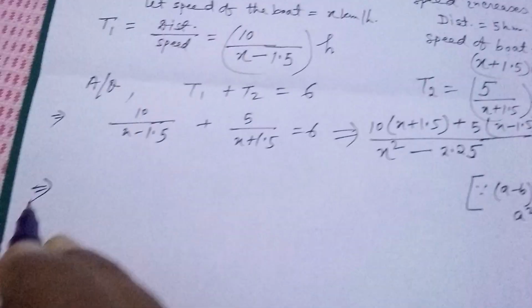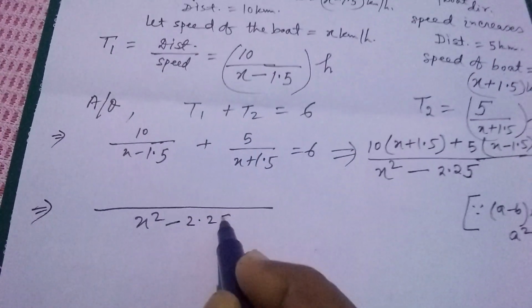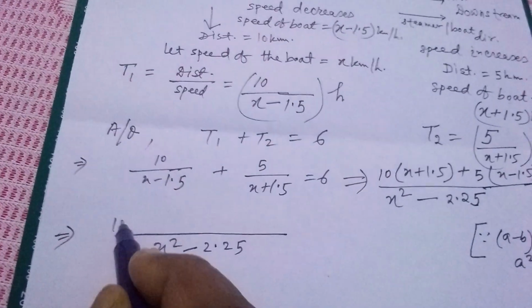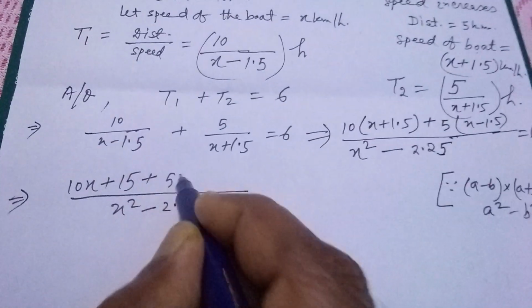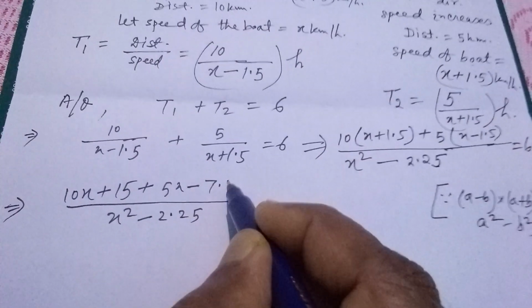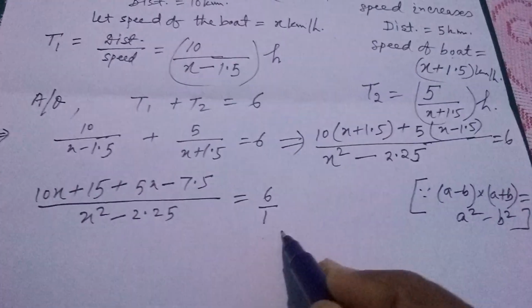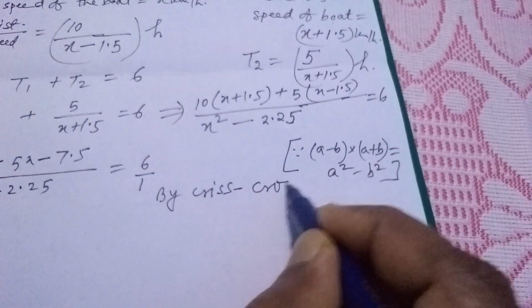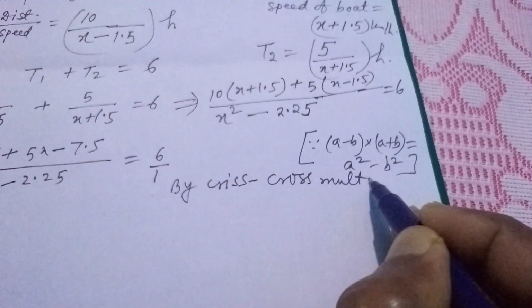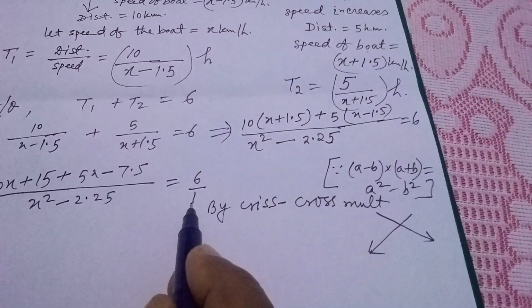Okay. Now we simplify. So x square minus 2.25. And here we get 10x plus 15 plus 5x minus 7.5. And that is equal to 6. 6 means 6 by 1. And now by criss-cross multiplication, like this: numerator into denominator, and again on the right side, numerator into denominator.